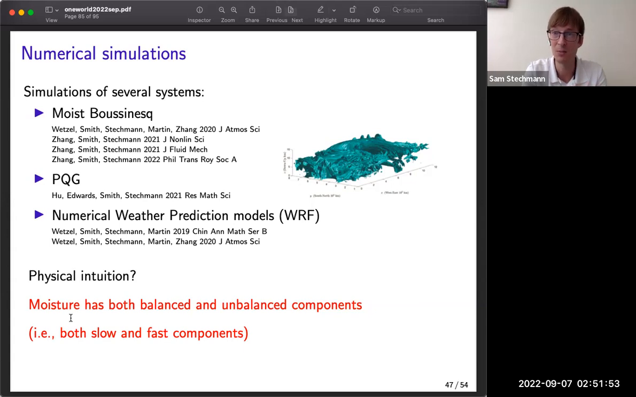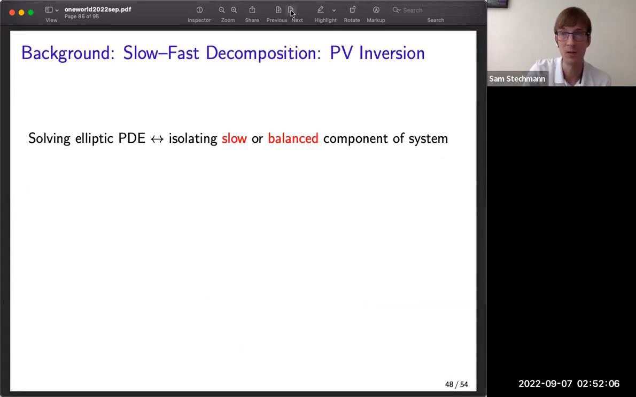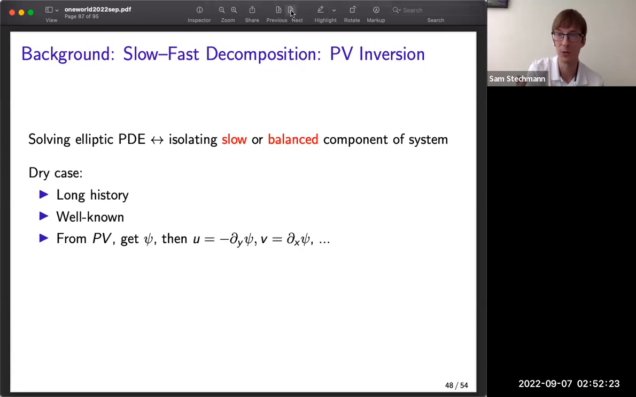And I have not seen this mentioned previously, and I think you can now start to see it when you have PV and M inversion to start to think about it more clearly. To give a little background, in the dry case, if you want to do the slow-fast decomposition, then you go to PV inversion. You solve this elliptic PDE, and that will give you the slow or balanced part of the system. This is well known in the dry case. You have your slow PV quantity and you find your stream function, and you go from there.